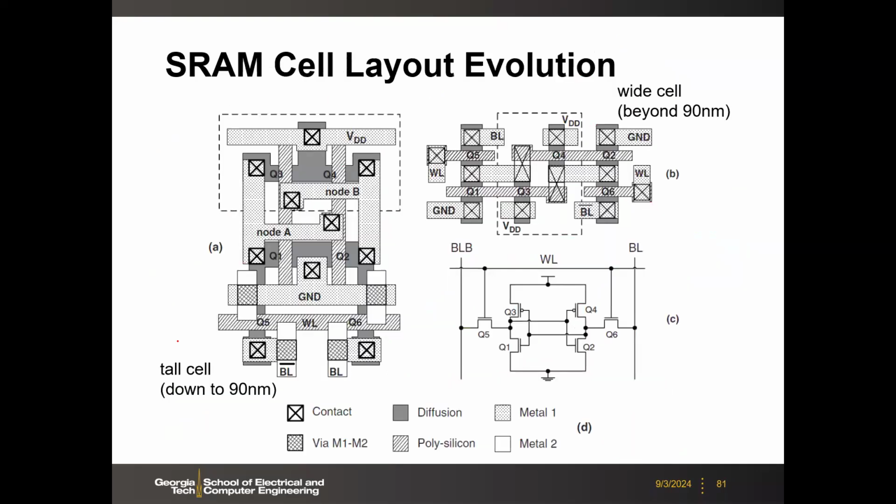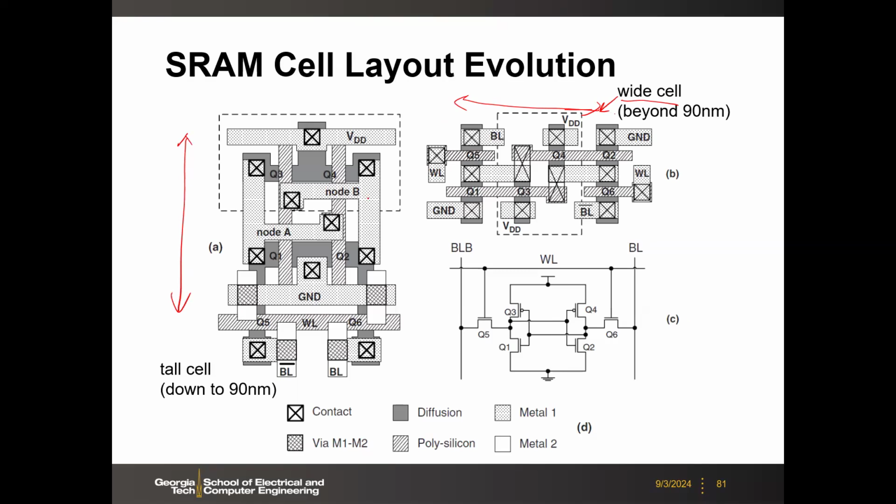Okay, so then let's look at some layout at an even older technology node, let's say above 90 nanometer, say 180 nanometer. You may have the SRAM cell layout like this. What we showed before is like this one. It's called the wide cell, below 90 nanometer. This is widely used. It's called wide cell because it's wide in this horizontal space. And previously it may have this tall cell because it's tall in the vertical space.